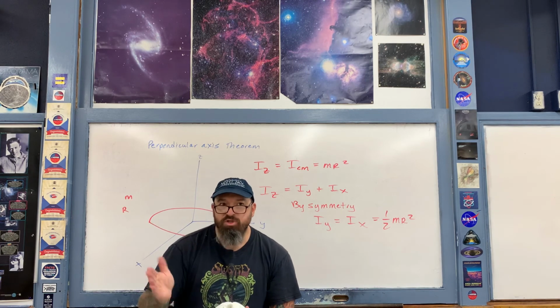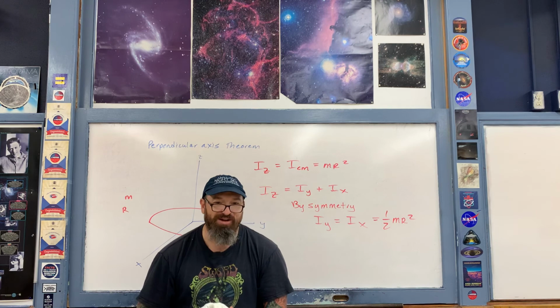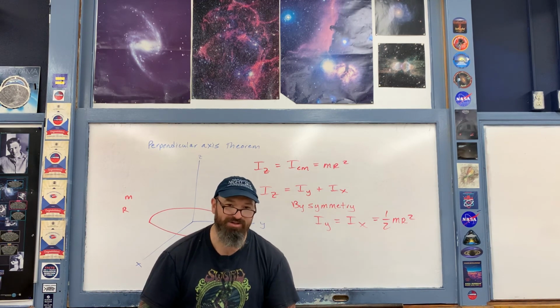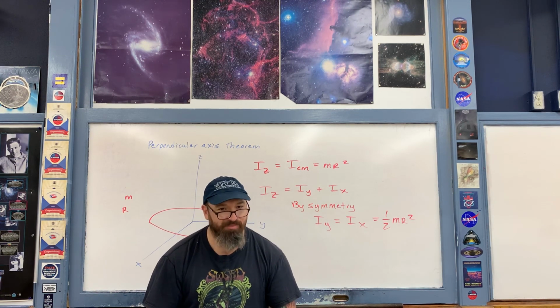So therefore, 2/5 mr squared plus 2/5 mr squared cannot be 2/5 mr squared. In other words, the sphere does not obey perpendicular axis theorem, and it's because it's a three-dimensional object. So that illustrates the restriction that is placed upon perpendicular axis theorem.